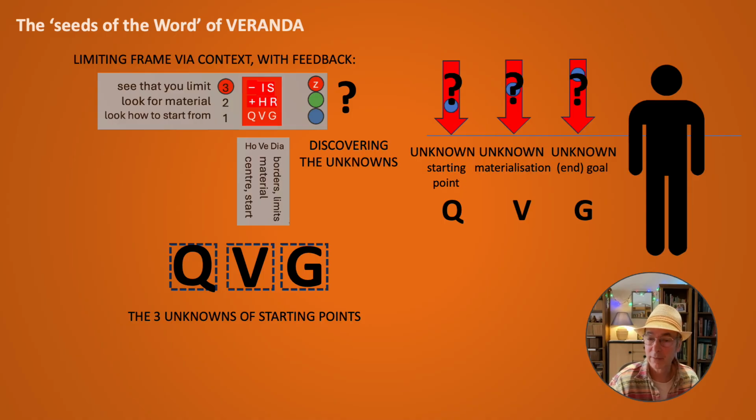The V is the materialization process, the changing process, the timing process, how things are changing, how things are evolving, are forming and so on. This is the unknown for the materialization. That's already a little bit better definition. And the G is that unknown of the end goal. Let's visualize this a little bit, so we can have an example how we can visualize this.